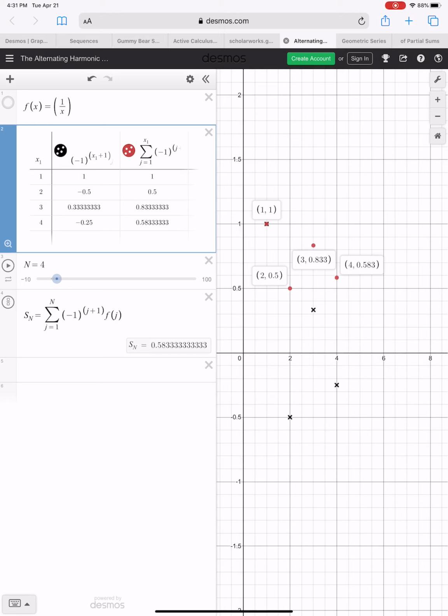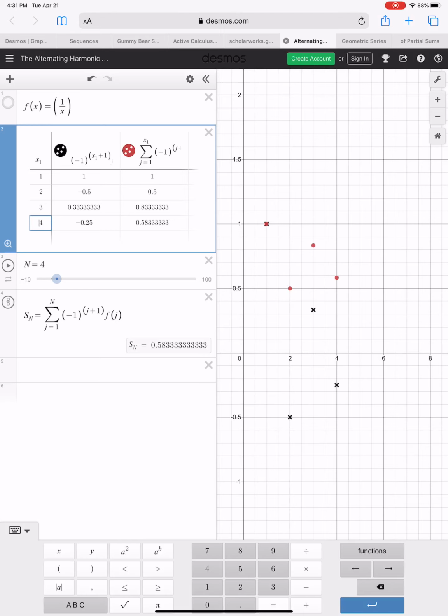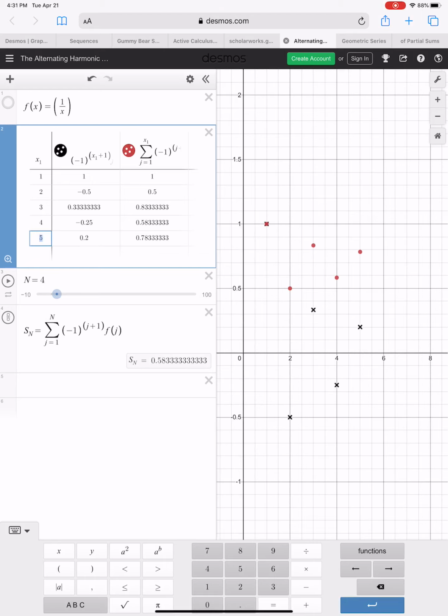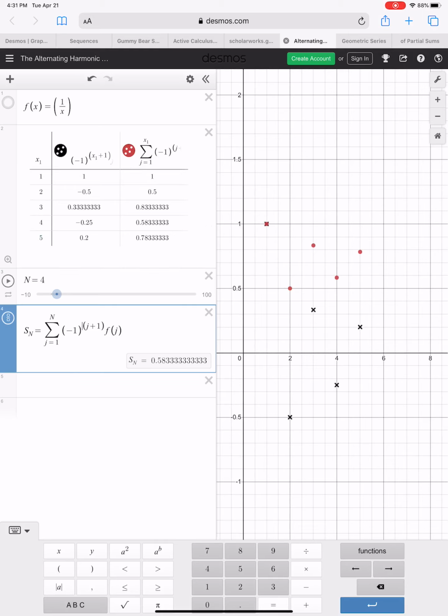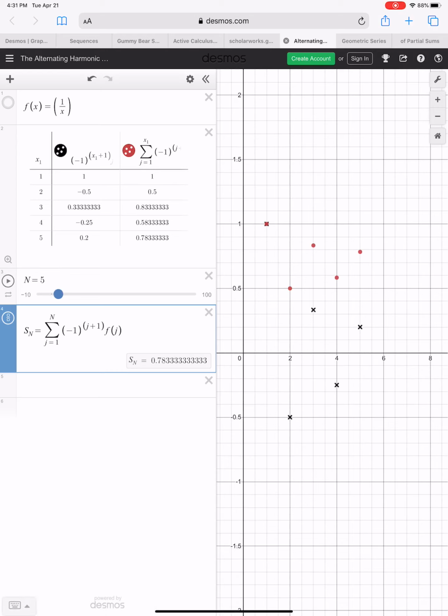So what I'd like for you to do, you can just go ahead here and if you put your mouse cursor on the 4, you can hit enter and it will compute another line. So I'd like for you to do that. You notice that I've also got the partial sums written down here in line 4, and you can use the slider to change those partial sums, and down here S_N is computing those as you go.